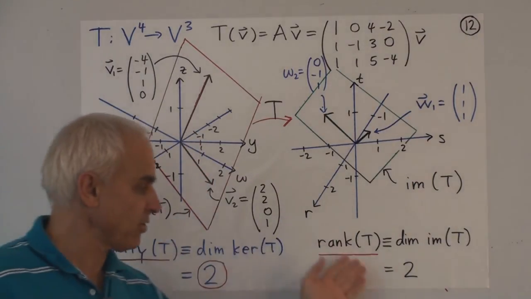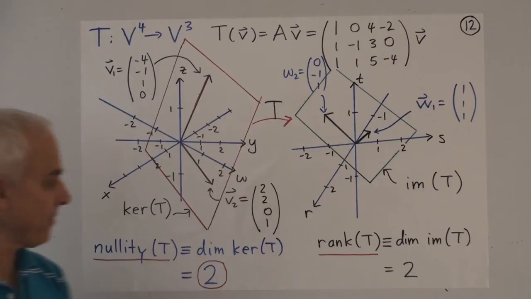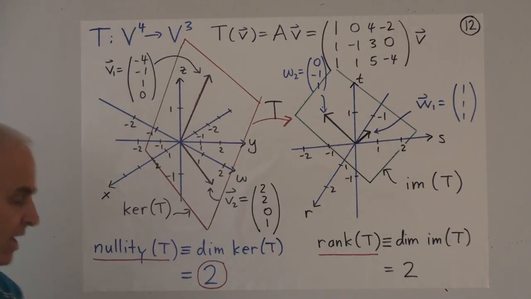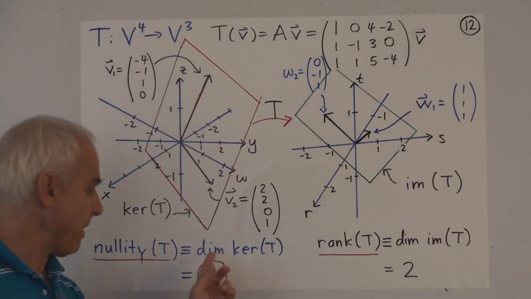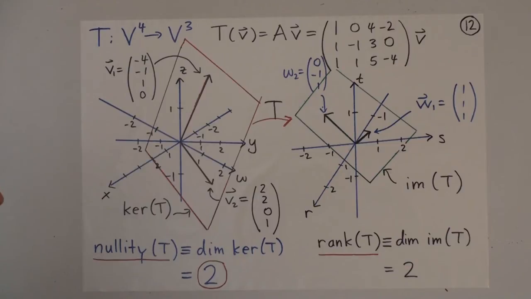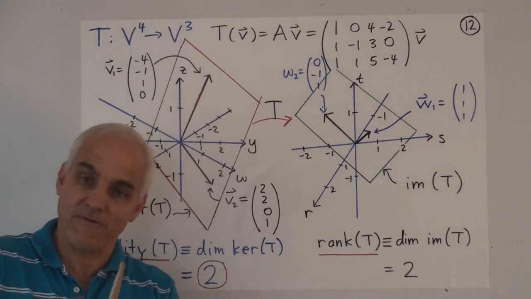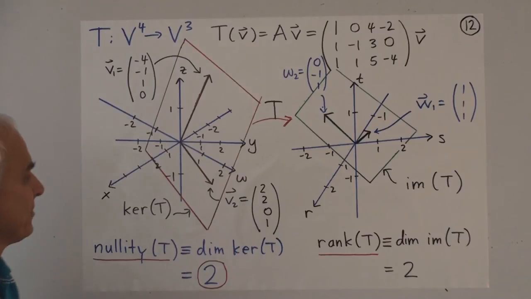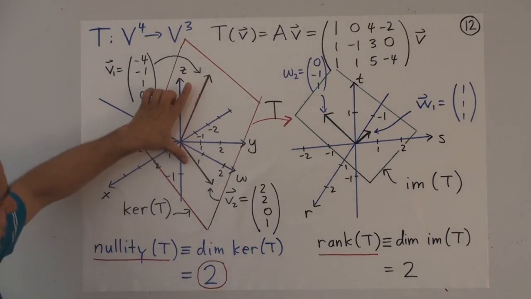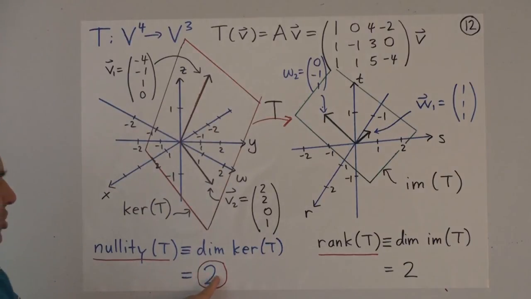And now associated to these two spaces inside our initial and final spaces are two numbers. The nullity of the transformation is the dimension of the kernel, the dimension of the kernel of T. What's the dimension? Well, the dimension is the number of elements in a basis, the number of vectors you need to span this space linearly independently. In this case, these two vectors here span the space and they're linearly independent. The dimension is 2 because it's a 2-dimensional plane.